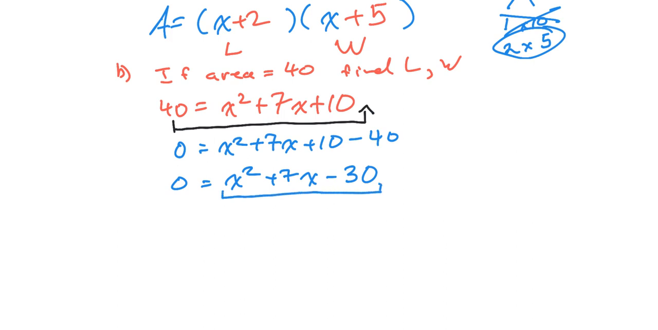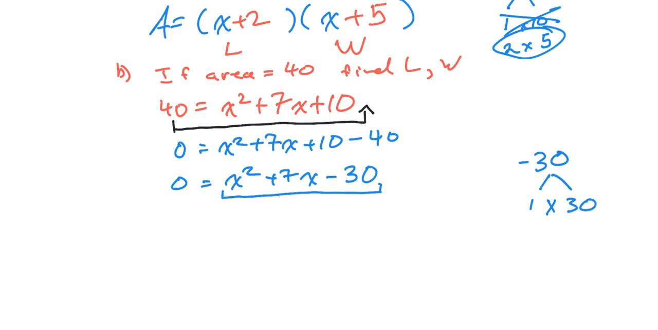So now all we've got to do is find the factorization of this, right? And when we do that, this allows us to find the solutions that make the right side of the equation equal 0. So here's what we're going to do. We're going to find two numbers that multiply to negative 30 but add to positive 7. Now I'm going to give you a hint. One number is negative and one number is positive, right?